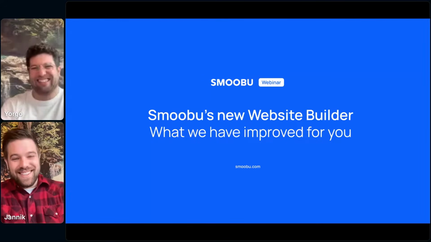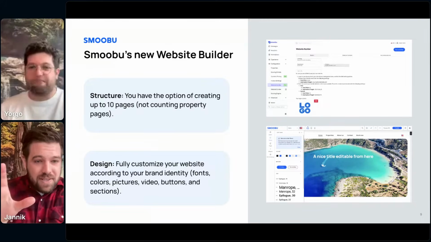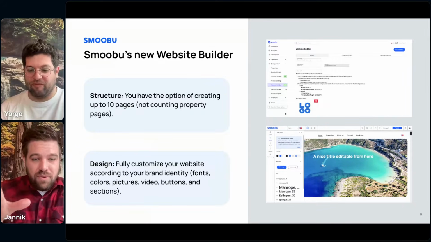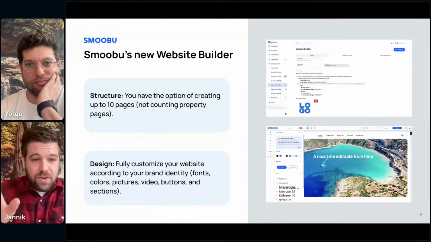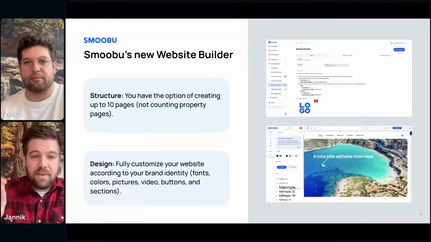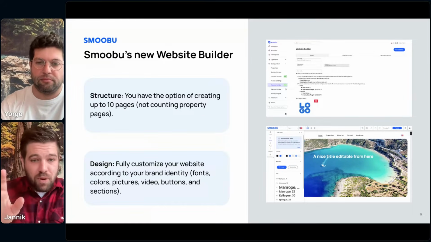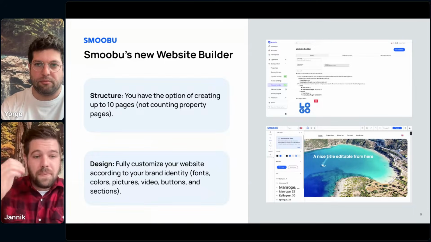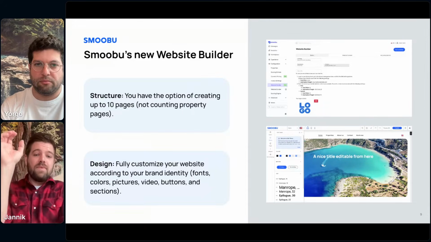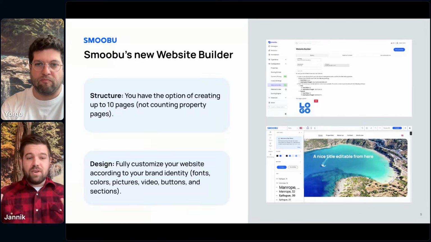What have we improved? A few glances, because you're going to see it anyways, right? The main parts of the website builder. What were the improvements? On the one hand side, we improved the structure. Instead of having a very static structure, you can now have the option to create up to 10 different pages, not counting the separate property pages for any one of your accommodations, so you can differentiate and optimize much more.